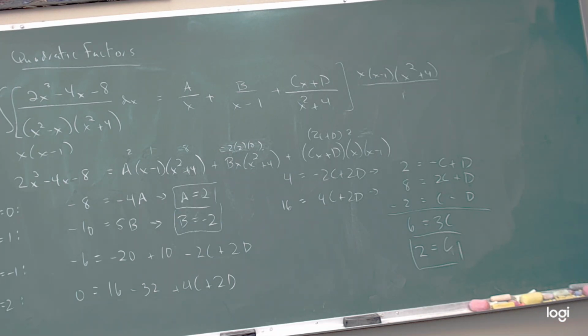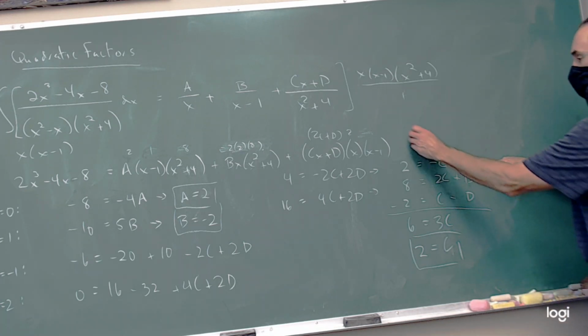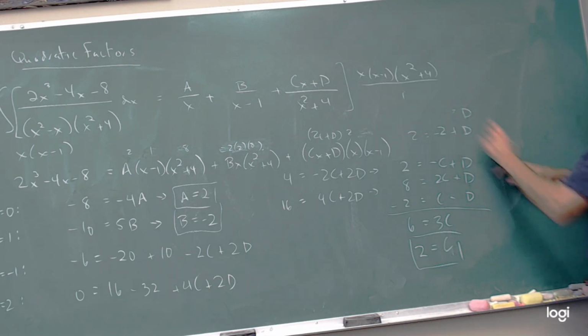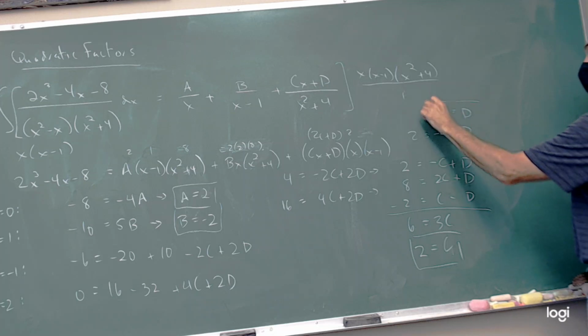Rebecca? Okay. So once we know C, we can go back anywhere we like. What do you think? You like 1, 2, or 3? 1. So that means we have 2 equals -2 plus D. So I think that's going to make D be 4. Does that sound right?